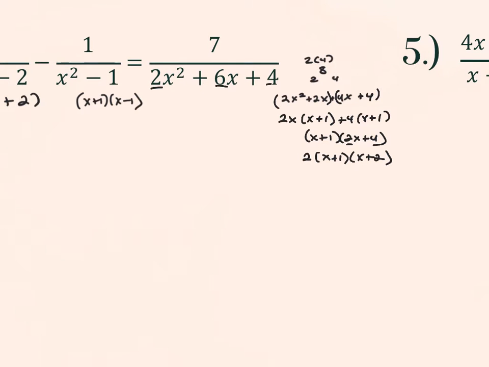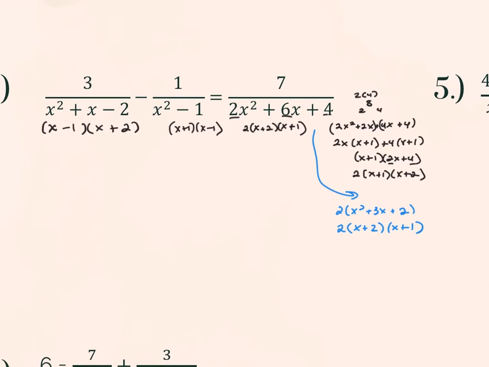I could have done 2 times x squared plus 3x plus 2, and I would have gotten 2 times x plus 2, x plus 1. So if you catch it there, it makes it easier. You could do it either way. So that's that whole denominator: 2, x plus 2, x plus 1.